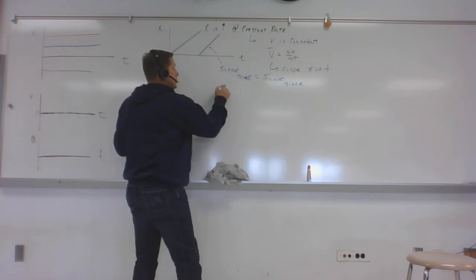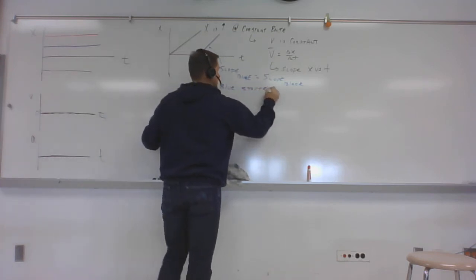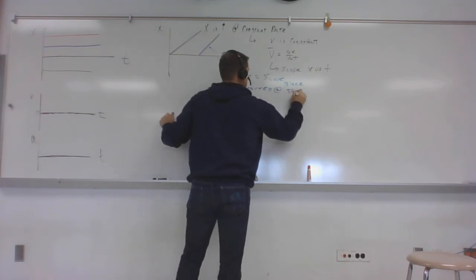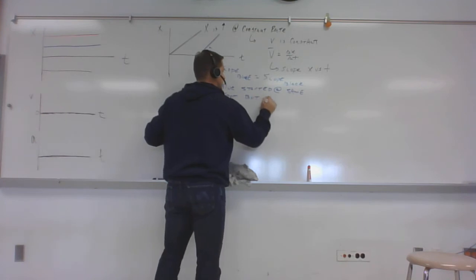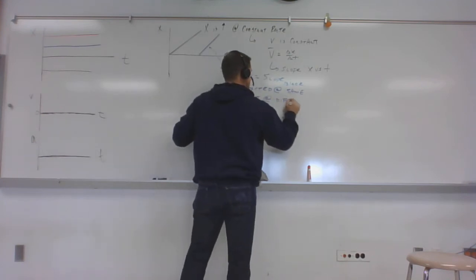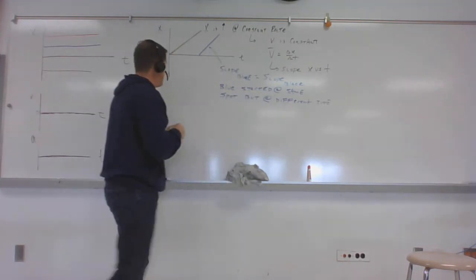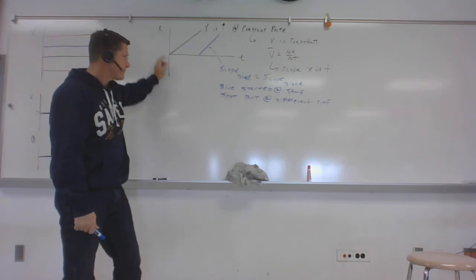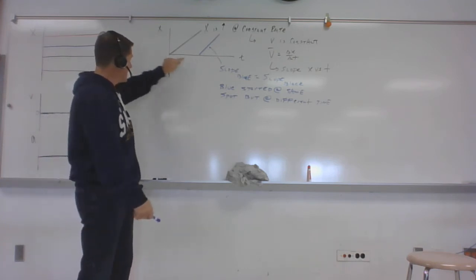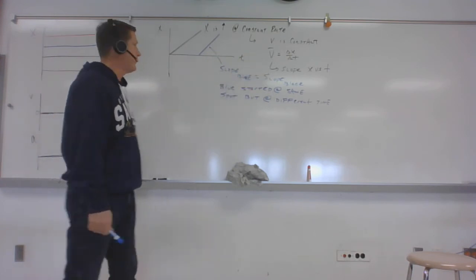So blue started at the same spot, but at a different time. The spot is x equals 0. Here, the time is 0. Over here, the spot is x equals 0, but the time is something other than 0.